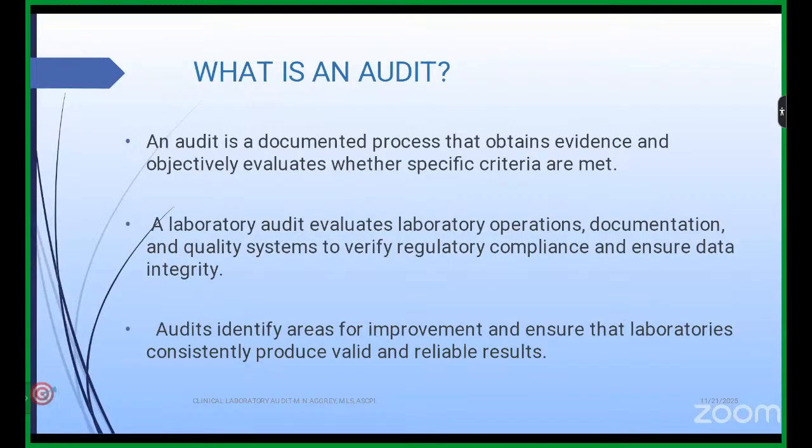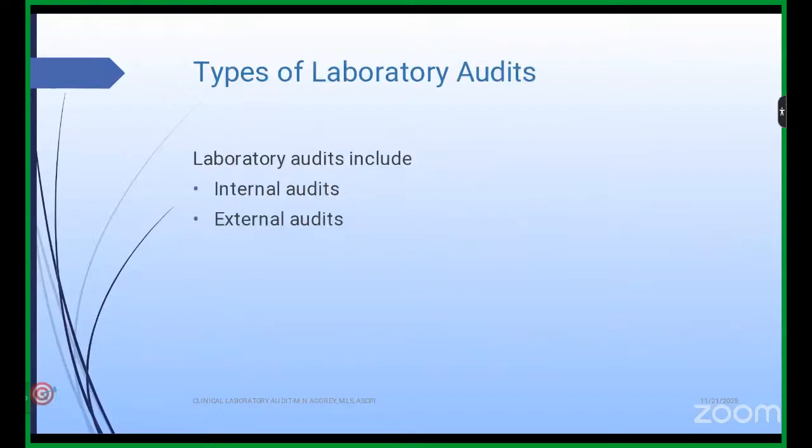Audit identifies areas of improvement and ensures that laboratories are consistent with what they produce. This consistency means what they produce is valid and reliable. So there are basically two major types of audit. We have internal audits. We have also external audit. We are going to look at each of them.